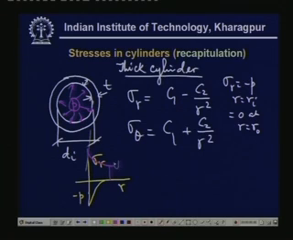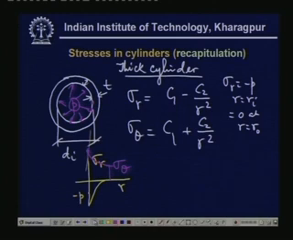So, this is the sigma theta, which again gets a maximum value at the inner radius when it is subjected to internal pressure, and the minimum at the outer radius. And the maximum compressive stress in the radial direction is at the inner radius and 0 at the outer radius. So, these are roughly the stress distributions. Now, this is for the plane stress as well as plane strain problem.